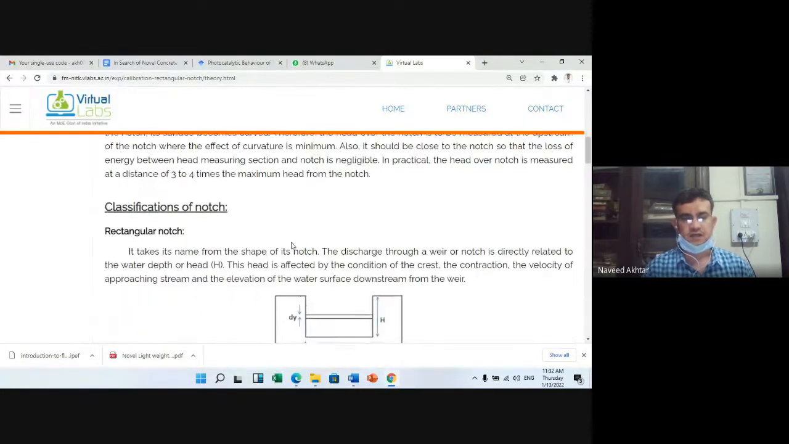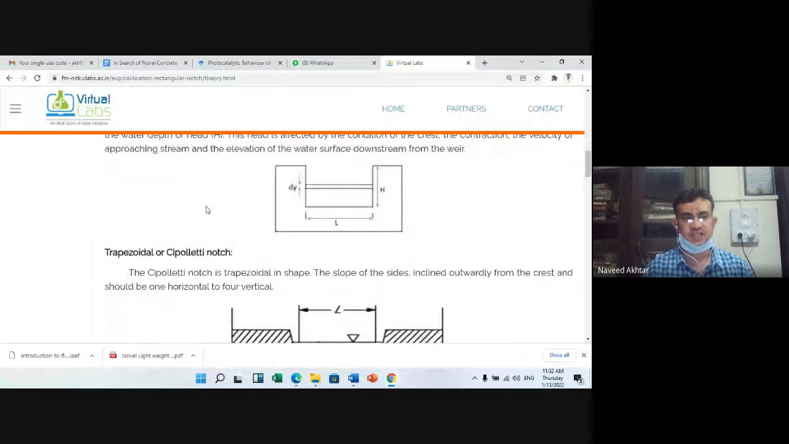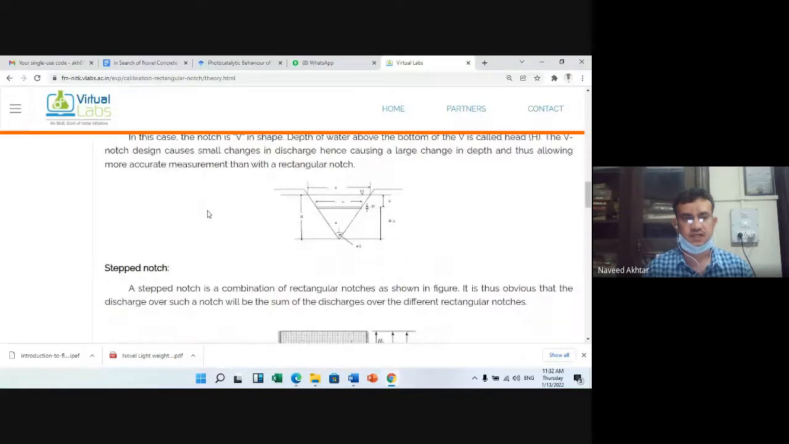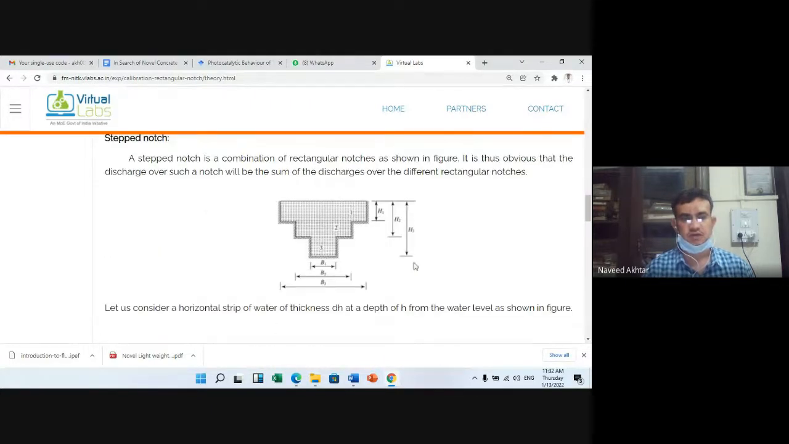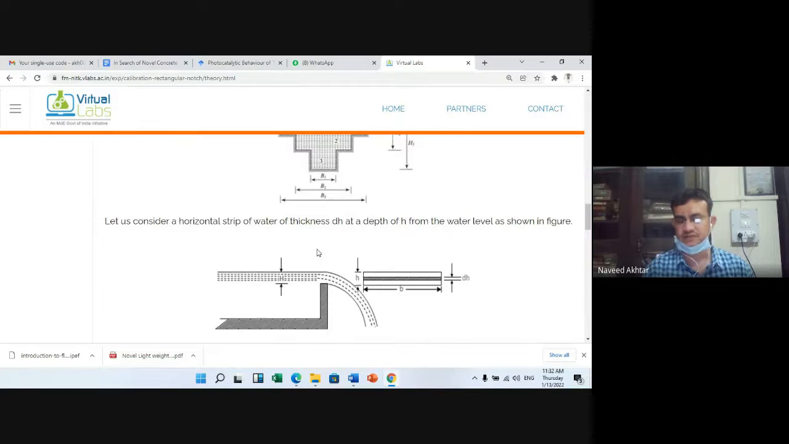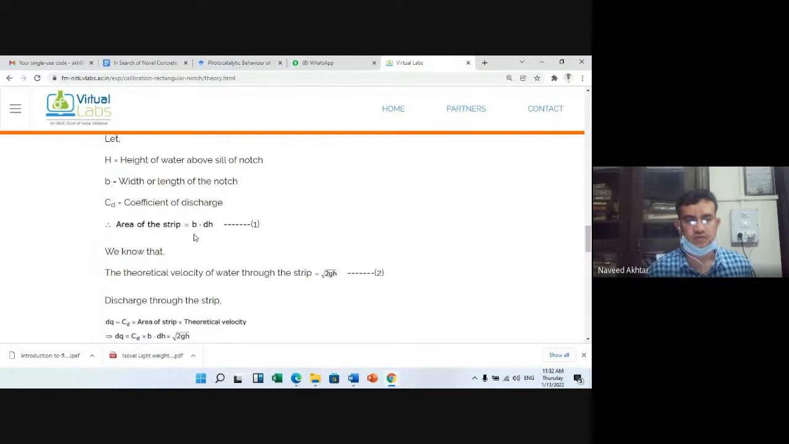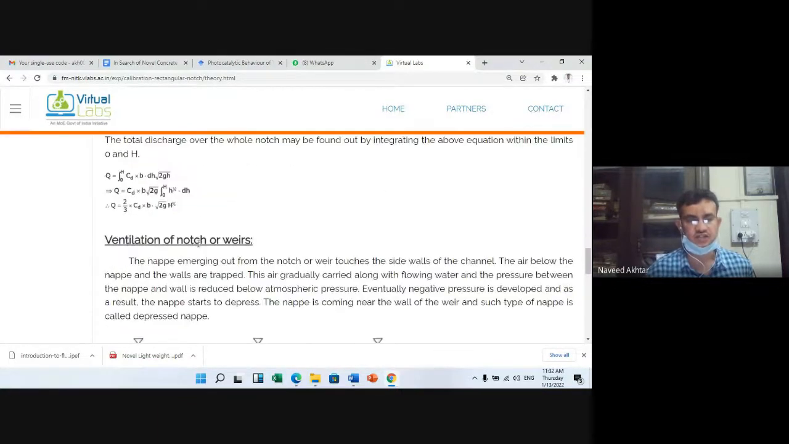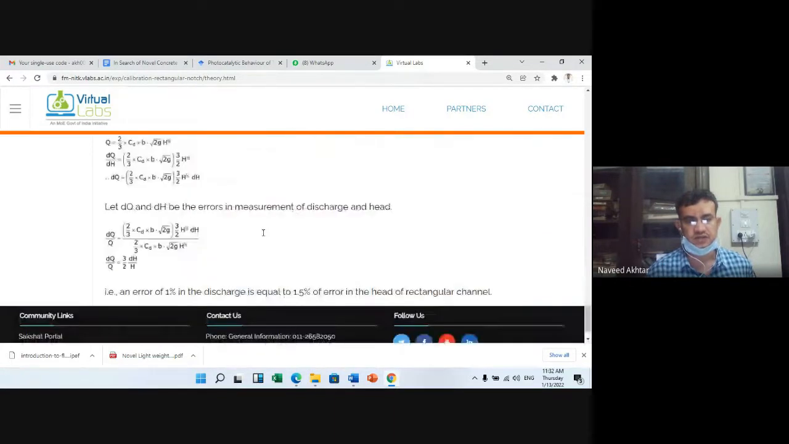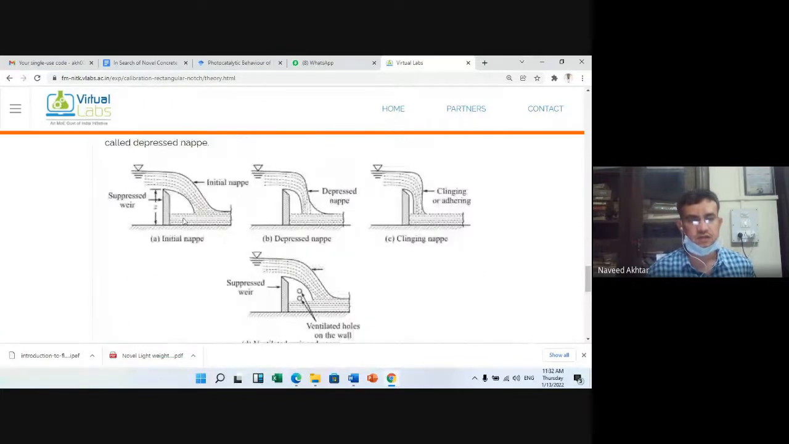Okay. Classification of notches we have already seen: rectangular, trapezoidal, and V notch or triangular notch. So we have scope only for the practical of the rectangular and the V notch. We are performing now for the rectangular notch, and the discharge for the rectangular notch is 2 by 3 CD into B or L, whatever you can write, under root 2g, h to the power 3 by 2, which we have already seen. Okay. So now we will perform the practical.